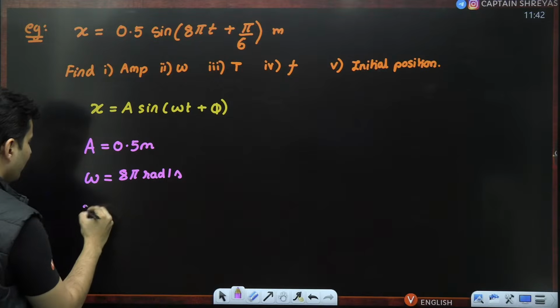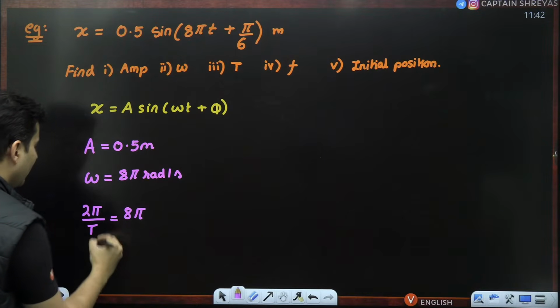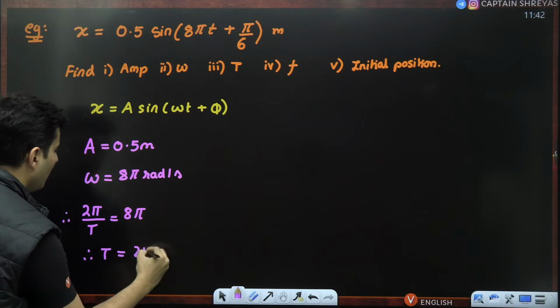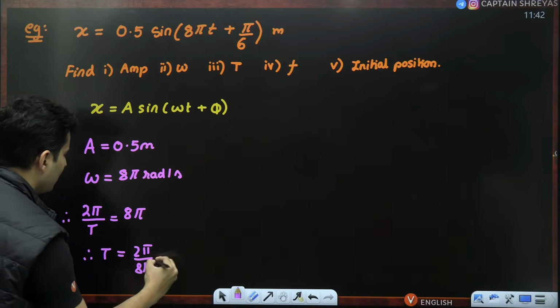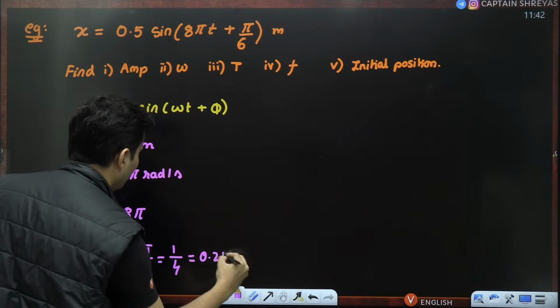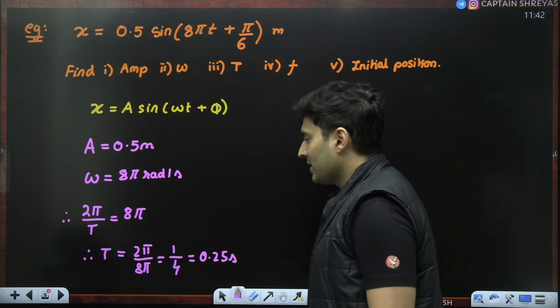But omega is 2 pi by time period. So that is basically 8 pi. Therefore, the time period will be 2 pi divided by 8 pi. So that means it is nothing but 1 by 4, which is 0.25 seconds. So the time period is 0.25 seconds.